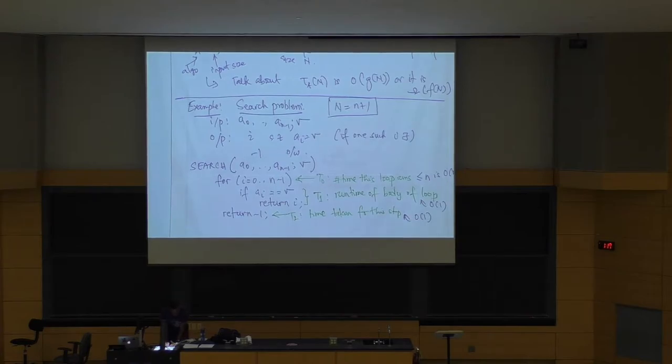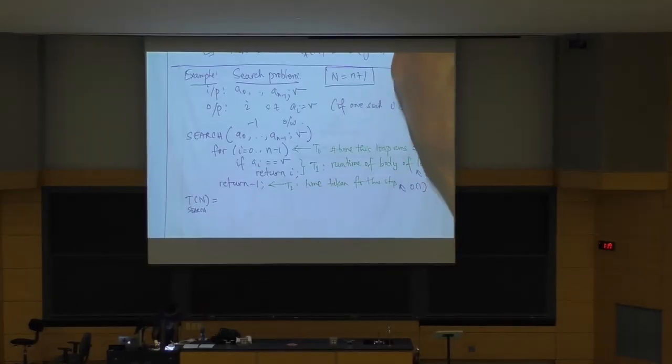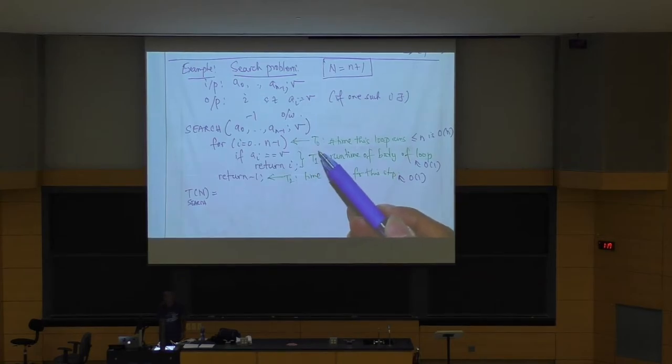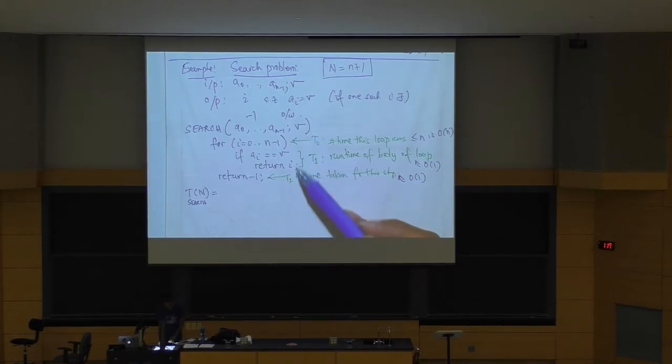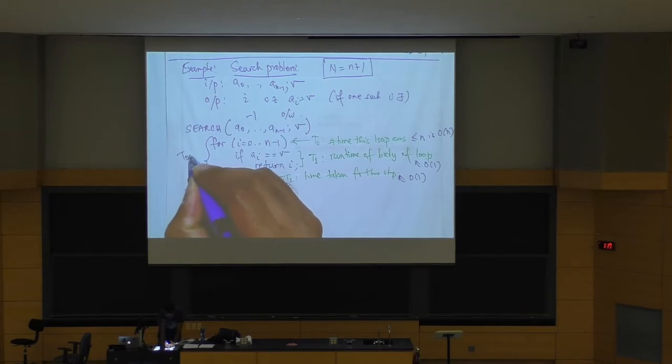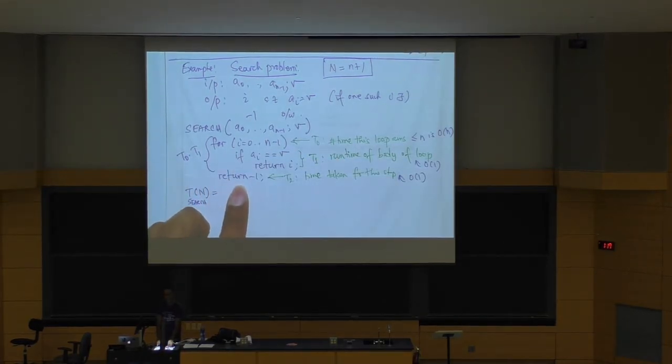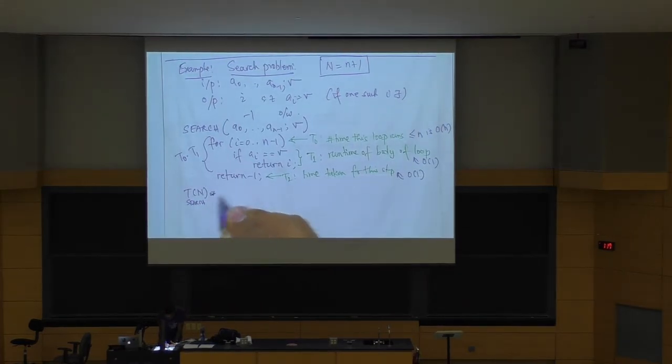Now, let's look at the runtime analysis of this guy. To be more precise, I should say the runtime of search. I have a loop that runs T0 times. Each iteration takes T1 time. So the total time I'll spend on both of these together is T0 times T1. And then I'm going to spend time T2 on the last step. So again, you have a loop, and each iteration is only taking so much time, so you take the product. So T of N is at most T0 times T1 plus T2.